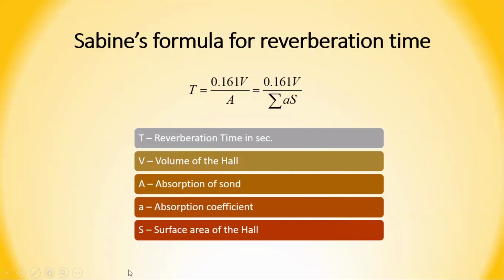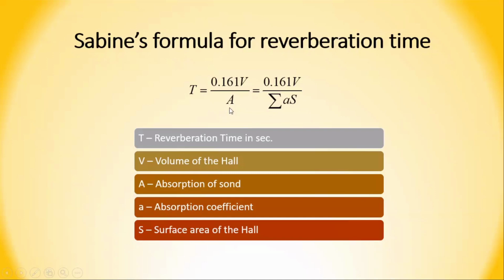Now, what is capital V? It is the volume of the auditorium. A is the total absorption coefficient. Capital A is known as the total absorption coefficient, and I can write capital A as sigma aS. Sigma aS is also known as the total absorption coefficient. I will explain what is this sigma aS and what is capital A.